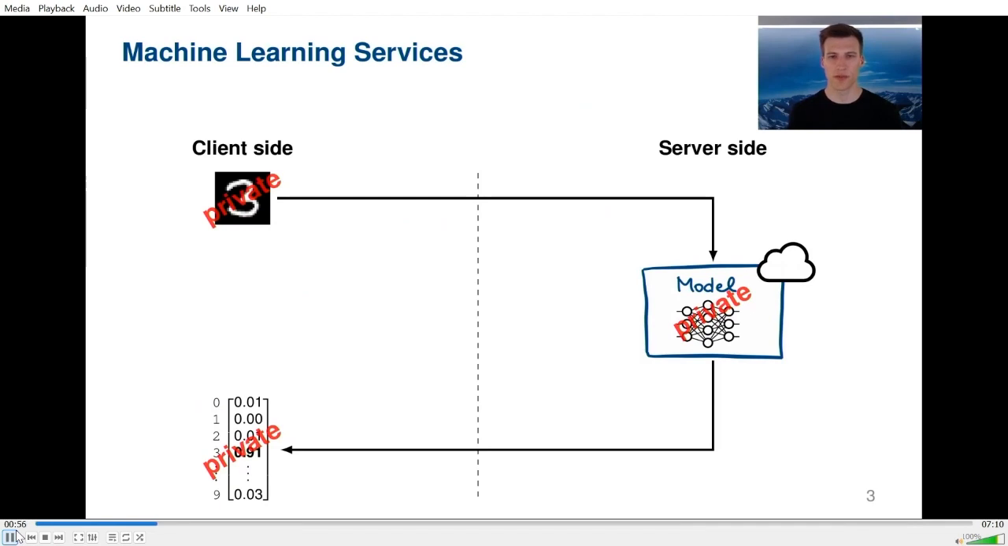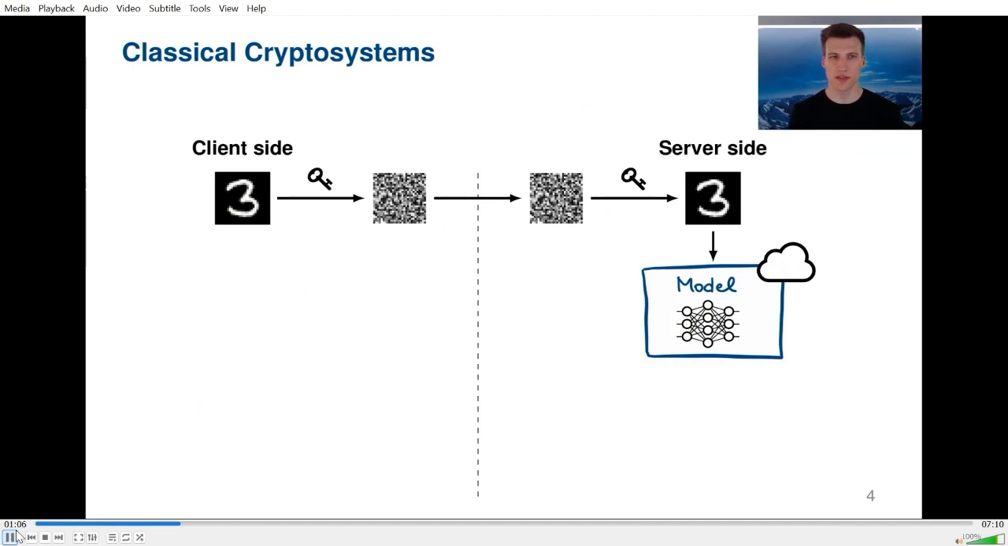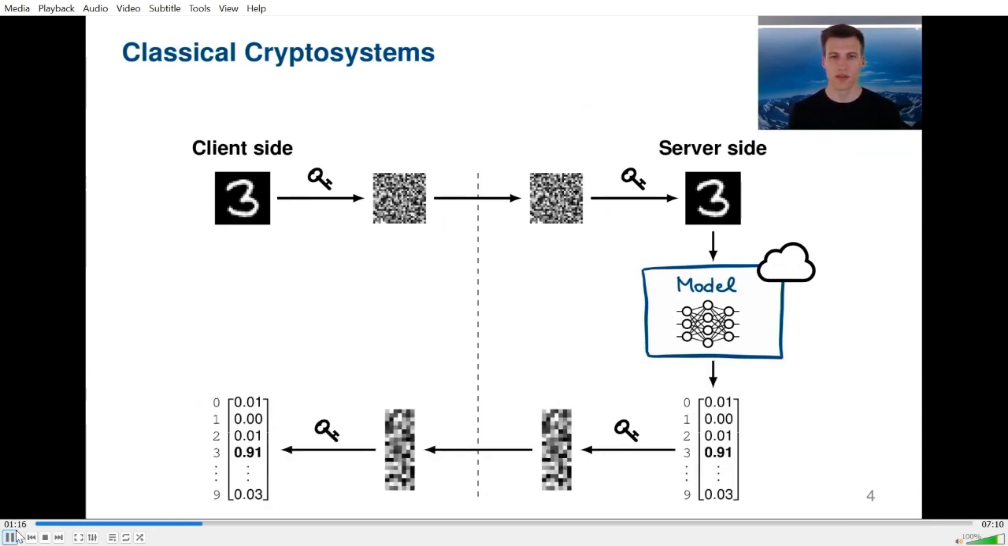To protect the privacy of both, we could use cryptography. However, classical crypto systems only protect data while being transmitted or stored. This means that clients can encrypt their data and transmit it to a server. However, before evaluation, a server has to decrypt the data again. Similar holds for returning the result. This has the obvious problem that a server has data in the clear text.